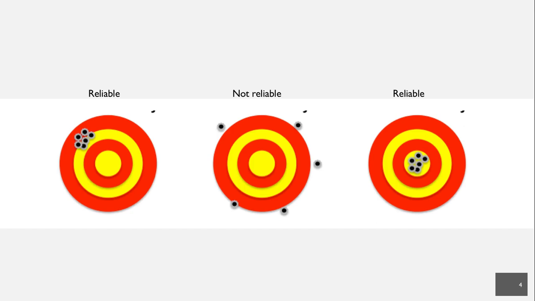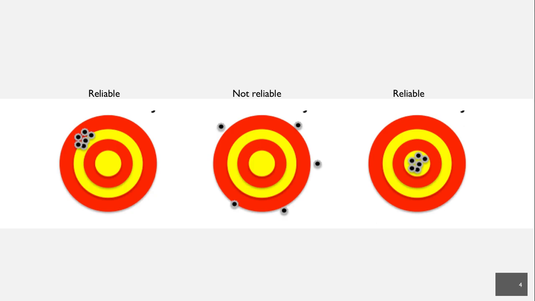So, here we have some dart targets. Two of them are reliable while one is not. The two on the outside are reliable, but the one in the middle is not. Now, you're aiming for the middle. However, you don't necessarily have to hit the middle in order to be reliable. You just have to hit the same place over and over and over. So the first one, even though they didn't hit the middle of the target, they hit the same place over and over and over, so they were reliable.